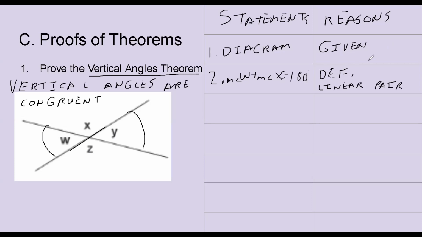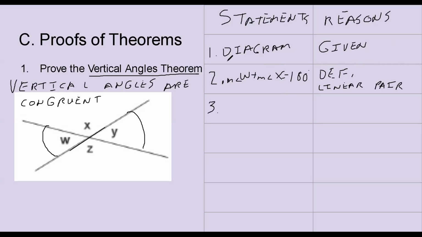So again, you could have said the definition of supplementary angles, or you could have said the definition of a straight angle. I think all of those would be true reasons as to why we know these two angles have to add up to 180.